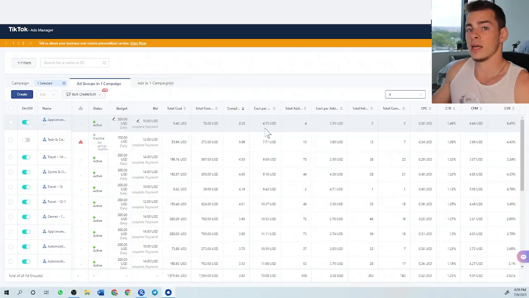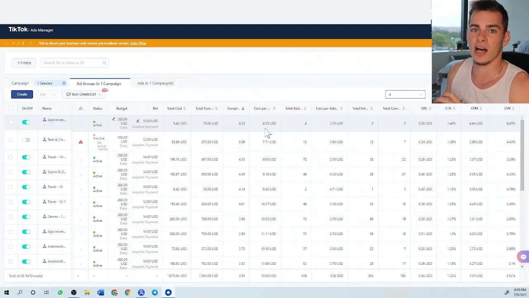And ideally, you wanna keep your cost per acquisition, or your cost per purchase, or your cost per complete payment, because that's what the purchase value is considered on TikTok. You wanna make sure that that value is ideally below your break-even point, unless you have really good bundling skills and a relatively high average order value.